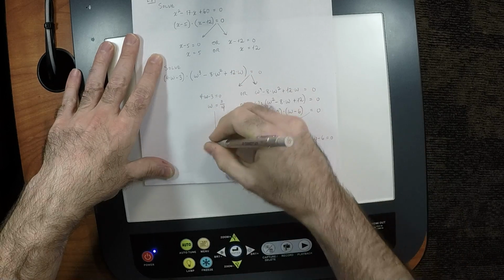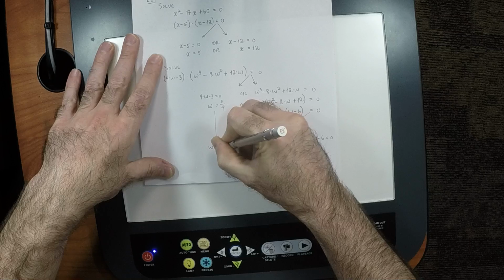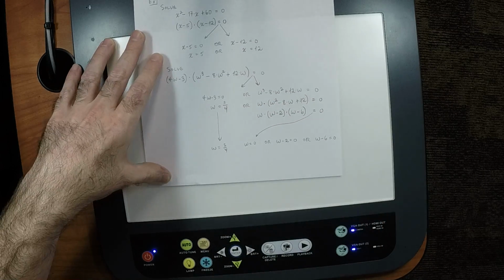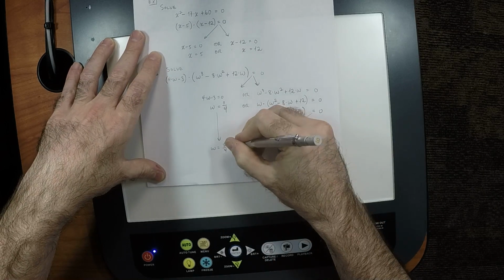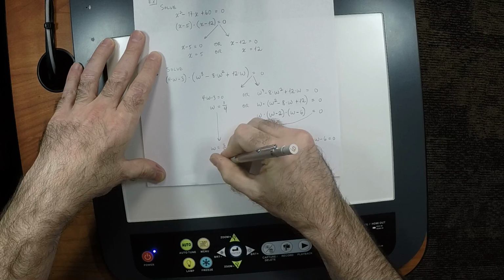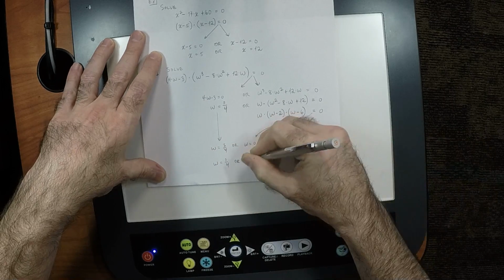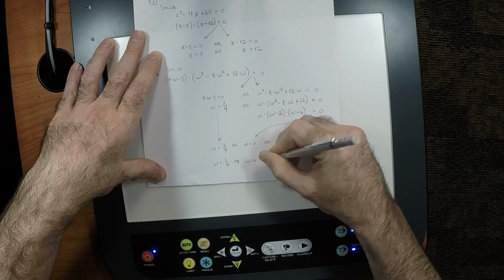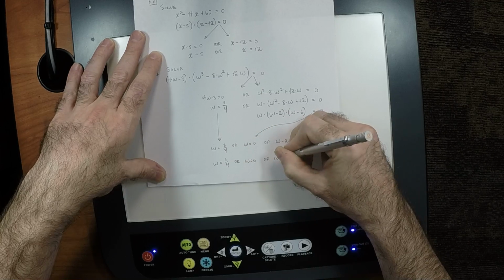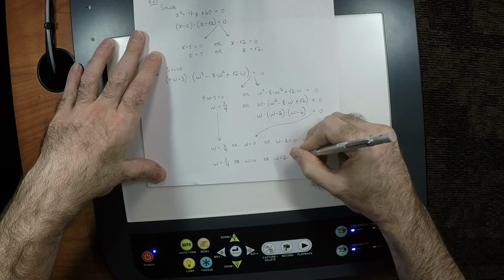And so then, writing out all the possibilities, that'd be w is 3/4, or w is 0, or w is 2, or w is 6.